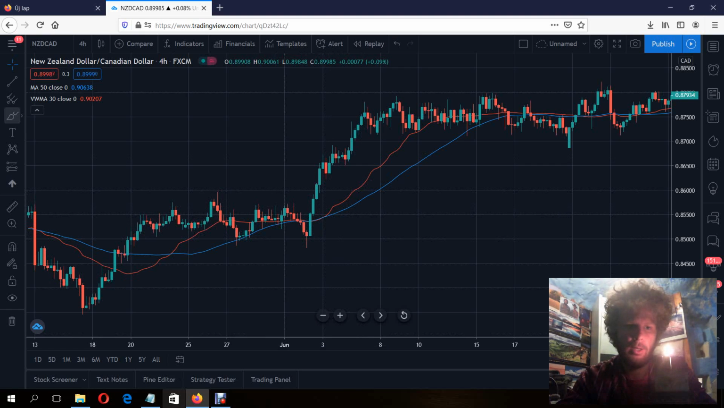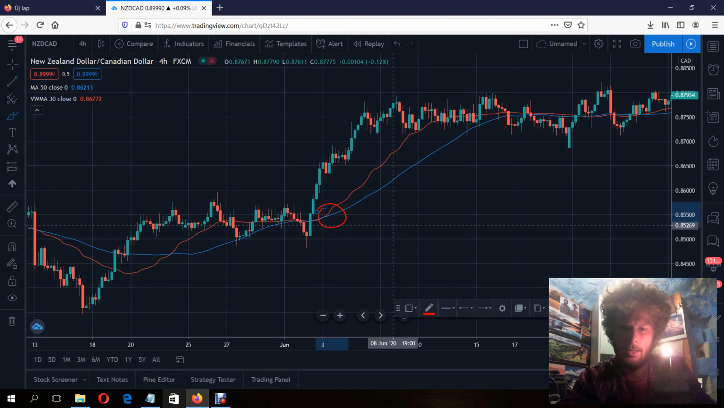Here we can see that it is actually a great spot to enter a trade, because we see an emerging trend: as you see, the volume weighted moving average crossed above the simple one and the price just broke upwards. So here we can enter a trade.